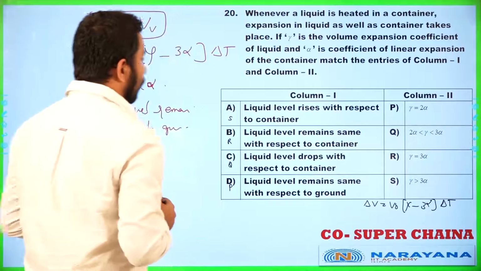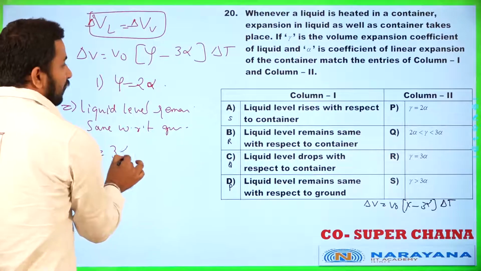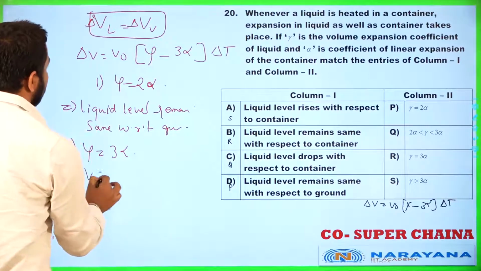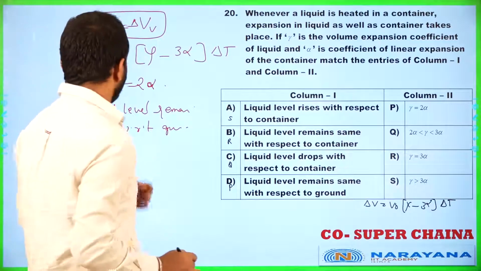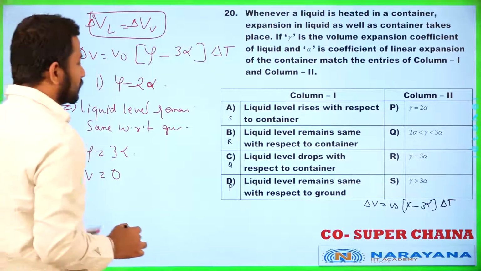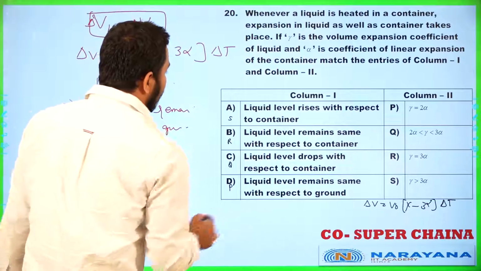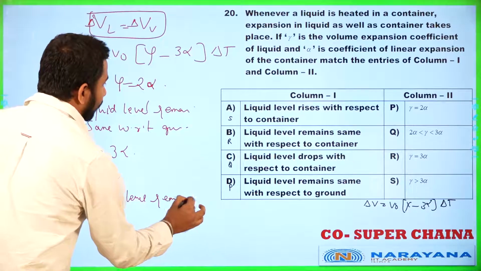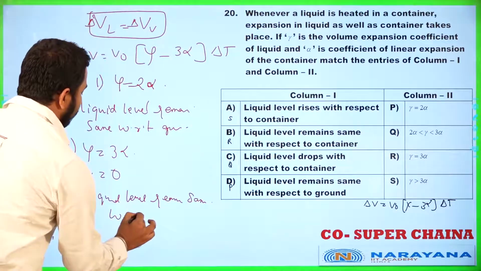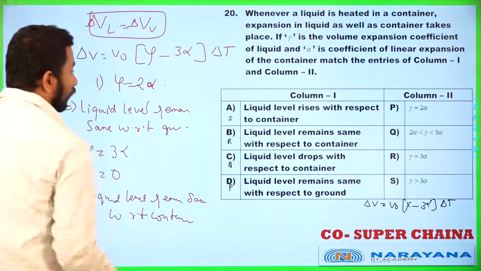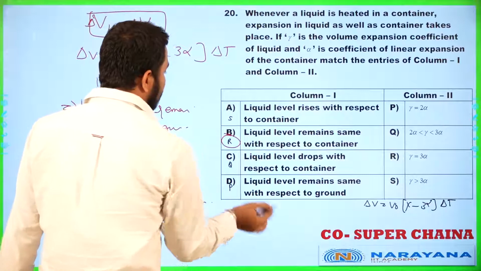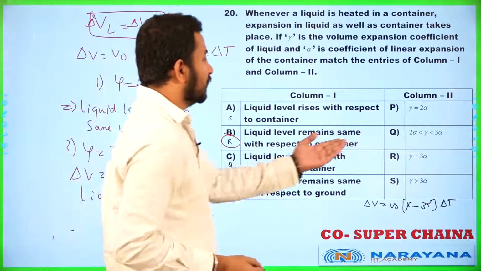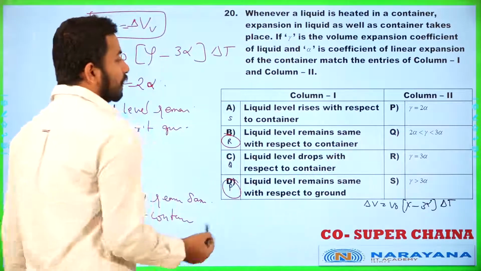Now if I check here, if gamma is equal to 3 alpha, what I will get? Substitute gamma equal to 3 alpha, delta V is equal to 0 coming. So I will check that delta V is 0. So if gamma is 3 alpha, I will write that liquid level remains same with respect to container, right? So for this I will get R option, for this I will get P option, right?